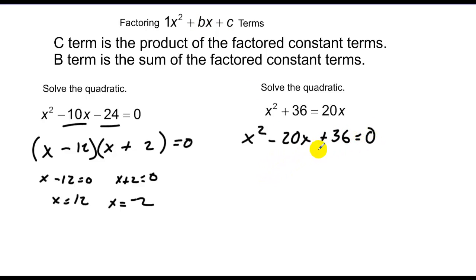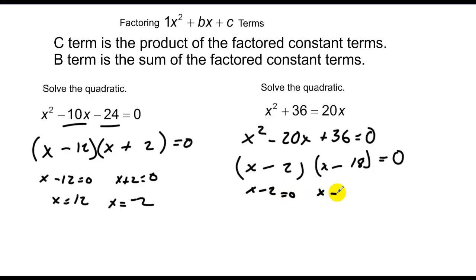So here we go. We want to know what multiplies to +36 and adds to -20. Like so. I know that's going to be 2 and 18. So you've got to brush up on your multiplication tables. x minus 2 is 0, x minus 18 is 0. So x equals 2 and 18.